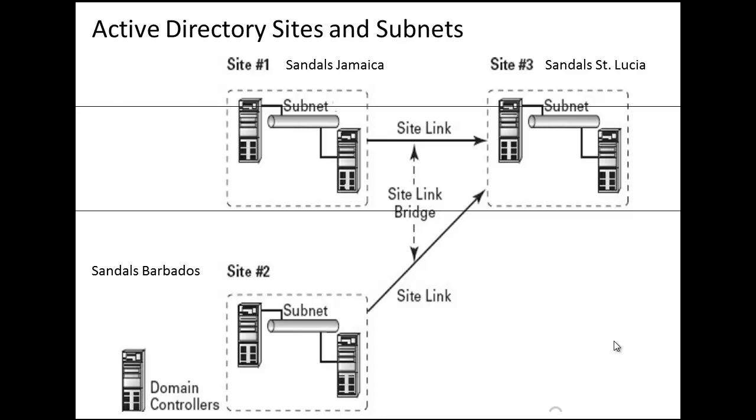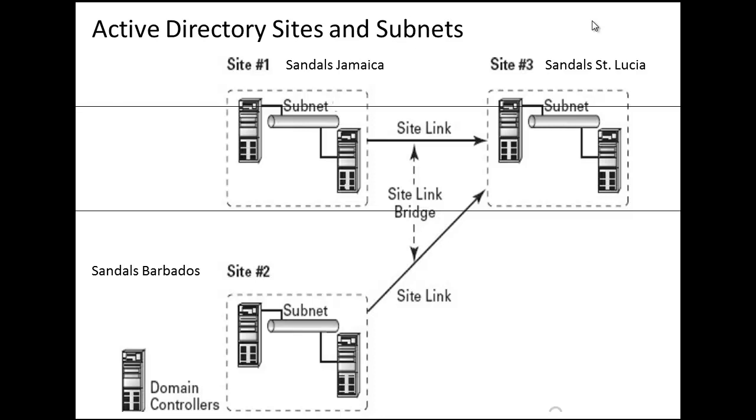In our diagram, we have three sites. For the Sandals hotel chain, we have site 1, Sandals Jamaica. We have site 2, Sandals Barbados. And site 3, we have Sandals St. Lucia. Now we're going to try to use our diagram to explain the purpose of creating sites and subnets within an organization.